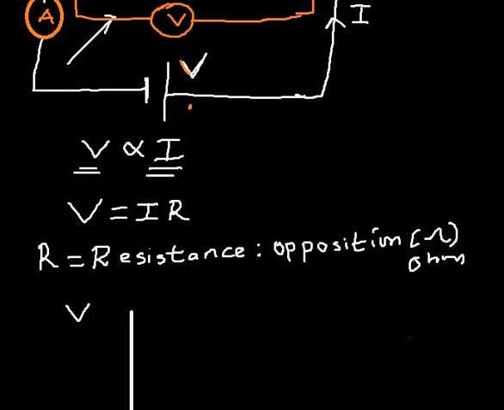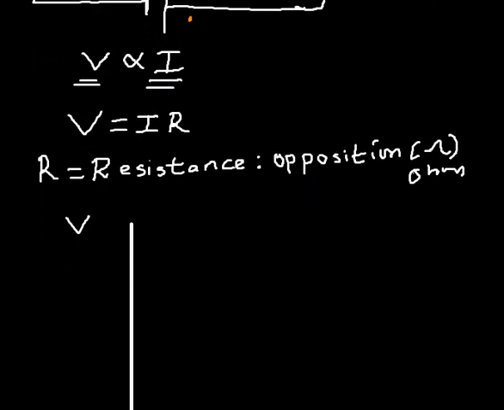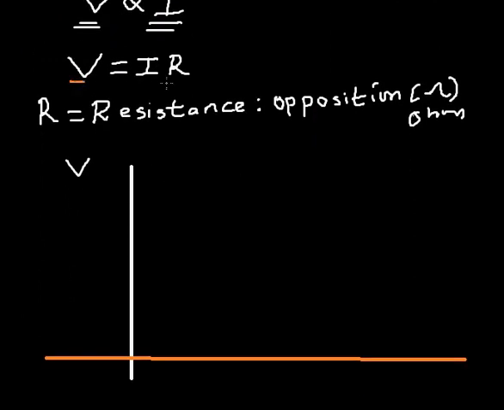So if I draw the graph, because we already know that voltage is proportional to current, you are going to have a straight line graph that starts from the origin. So this is what you're going to have. For Ohm's law to be obeyed, if I draw the graph of voltage against current, I will have a straight line graph. This straight line graph, of course, will have a slope.